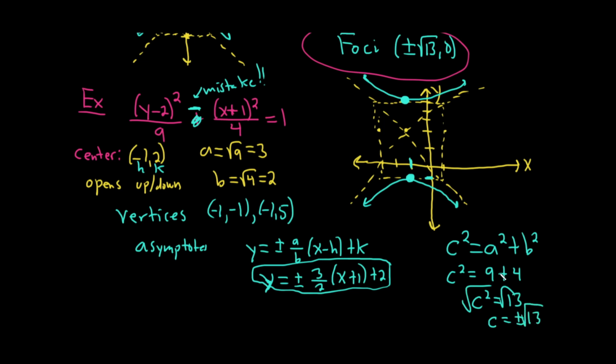And here's the tricky part. For the foci, you have to think about where they are. They're going to be here and here. So you have to add and subtract the square root of 13 to the y-coordinate of your center, because you have to go up and down from the center. Remember, the hyperbola opens towards the foci. So it'll be -1, 2 plus or minus the square root of 13. And that would be the foci.